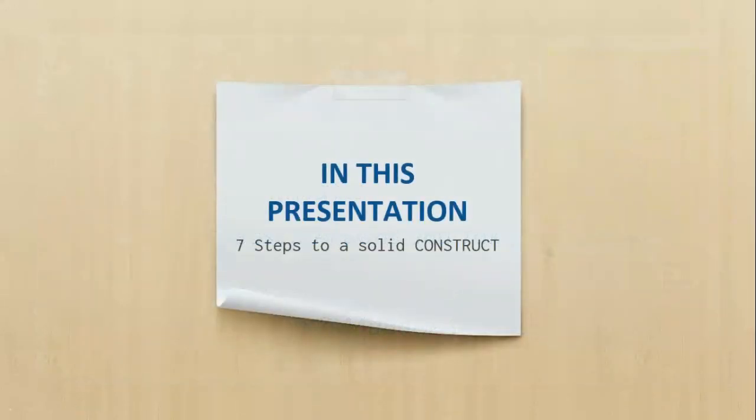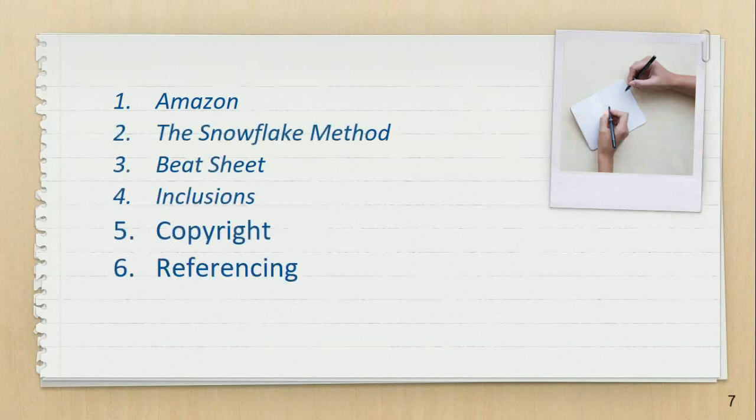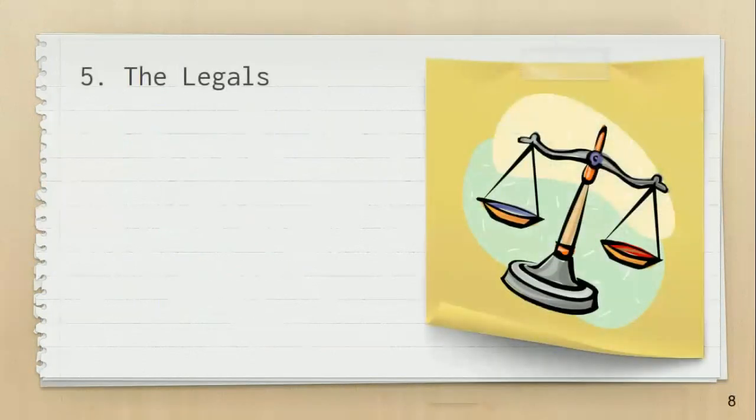So in this presentation, we're going to complete our last 3 steps of our 7 steps to a solid construction. So we've already so far gone through Amazon, the snowflake method, the beat sheet, and inclusions. Now in this training, we're going to look at copyright. We're going to look at referencing, and we're going to look at research. So let's get straight into copyright, and we're going to start with the legal aspects of copyright.